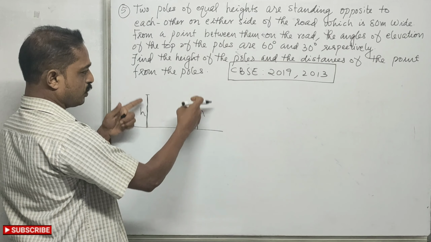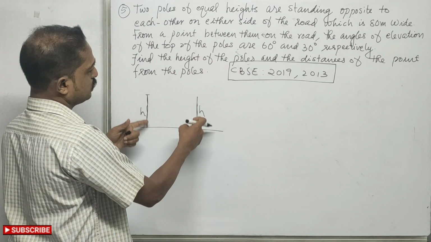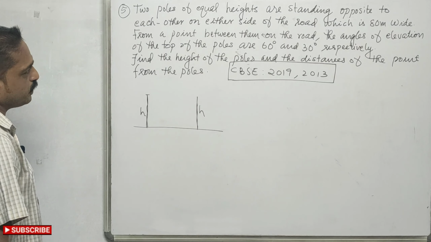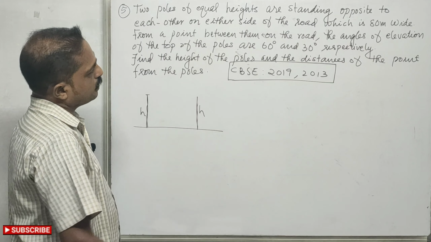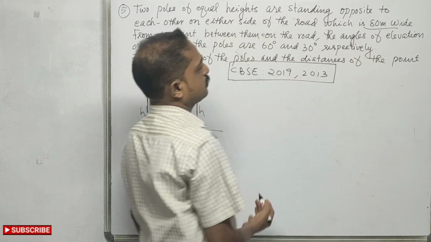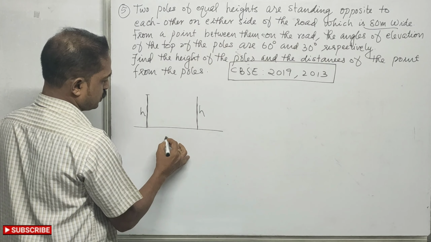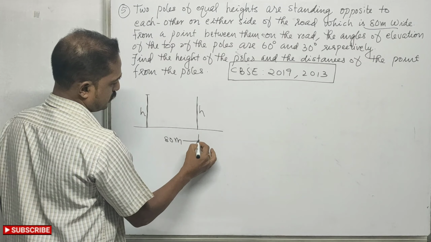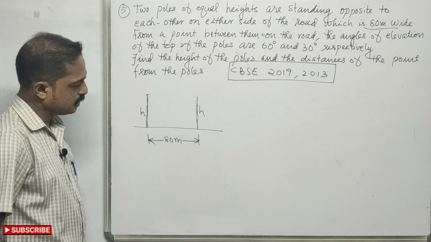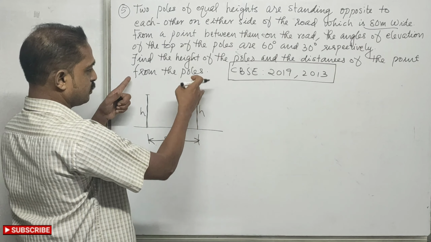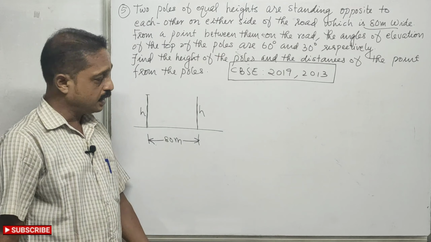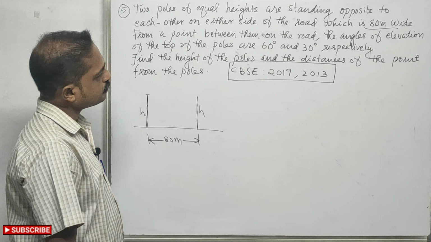So this is the road. On either side of the road, two poles are there which are of equal heights. See, the road is 80 meter wide. So this width is 80 meter. On both the sides of the road, two poles are there, and the heights of these two poles are equal.